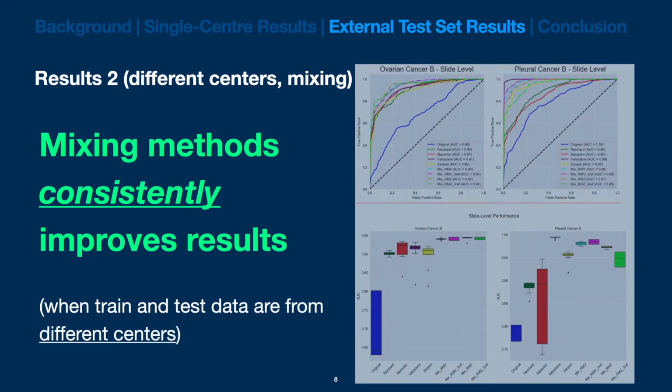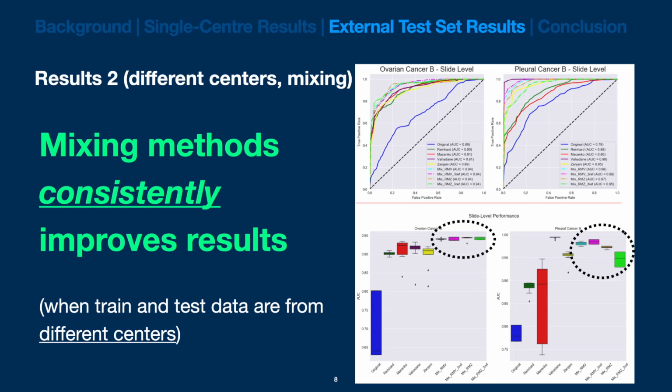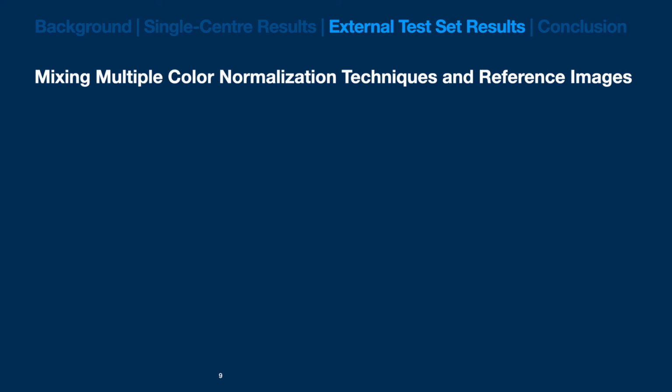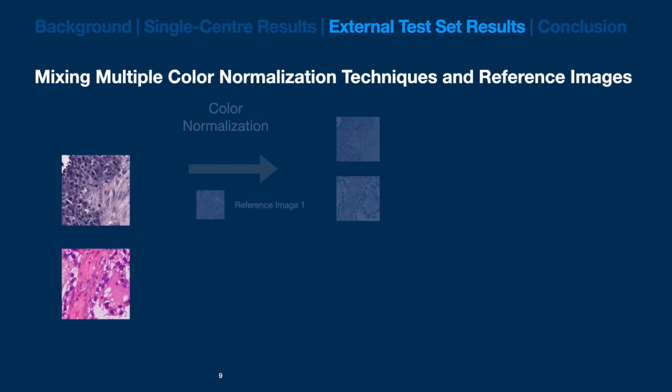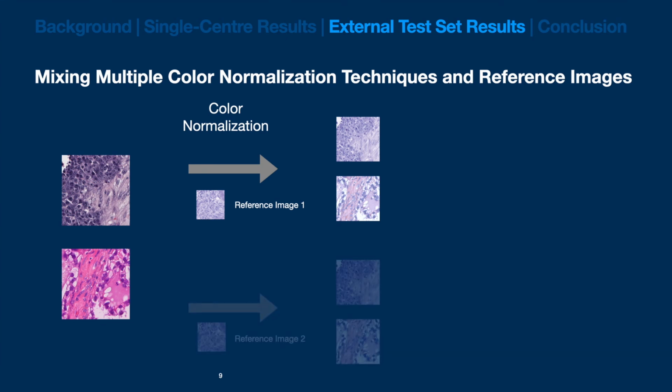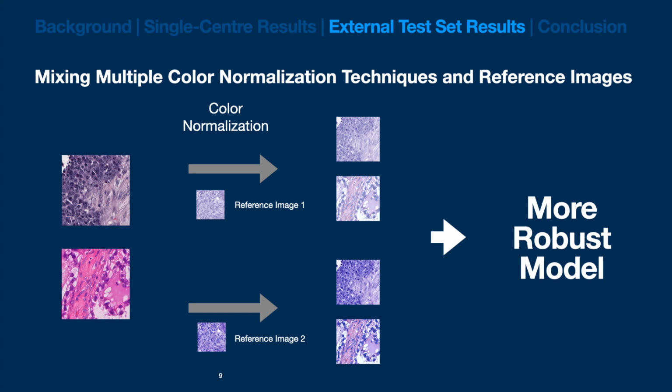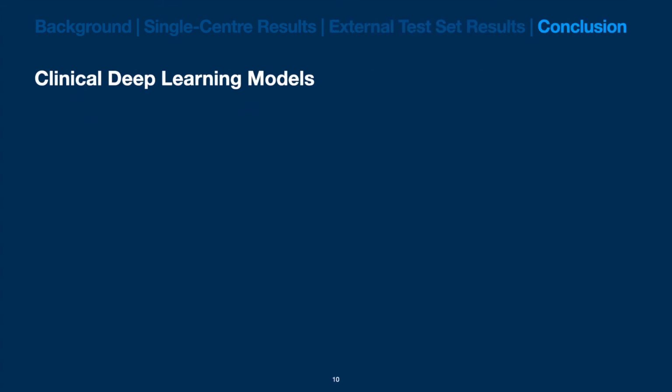Moreover, as we can see from these 4 box plots on the top right of each plot, we found that by mixing patches from multiple methods and reference images, we can consistently get results that outperform most of the singular methods. The rationale behind this is that if there is not one normalization method or reference image that is ideal for all datasets and tasks, training a model with normalized images from multiple methods and references should make it more robust. The goal is a robust enough model for clinical practice to supplement pathologists.